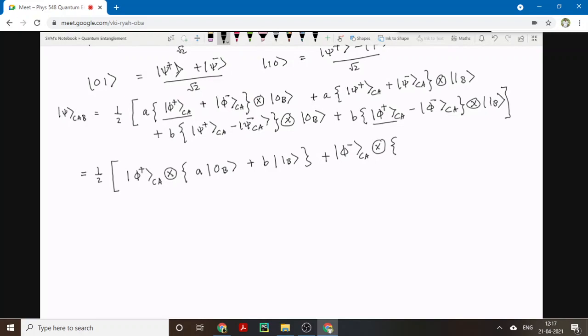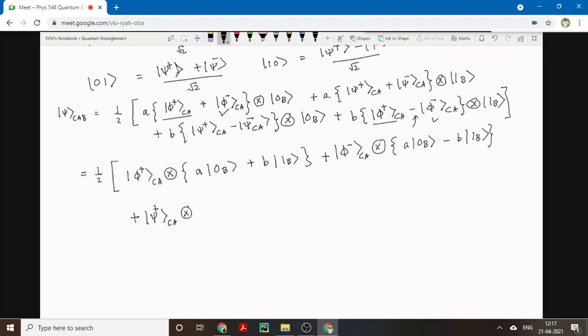So you can see here phi plus CA. Okay, so this is there, and here it is there. So that is A times 0B minus 1 times B times 1. Because of this minus sign here, I have plus. Let's ask what is psi plus CA.